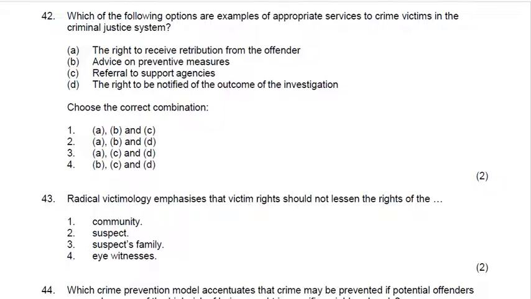43. Radical victimology emphasizes that victim rights should not lessen the rights of the, answer is 2, which is found on page 7 of our study guide, which is suspect. Radical victimology emphasizes that victim rights should not lessen the rights of the suspect.